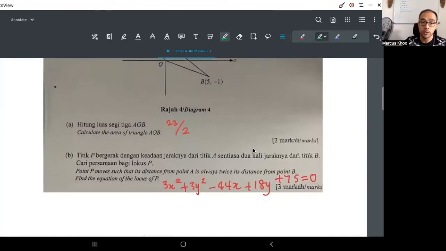You get 23/2. Point P moves such that its distance from point A is always twice from point B. So we need to understand this sentence.